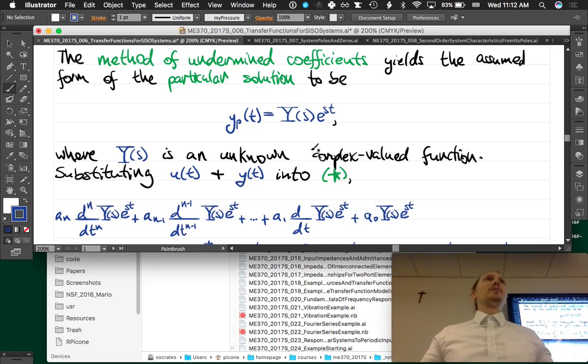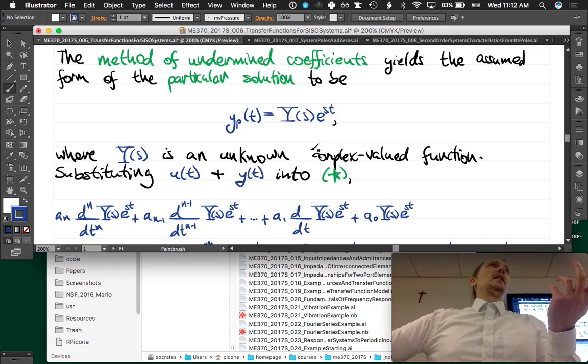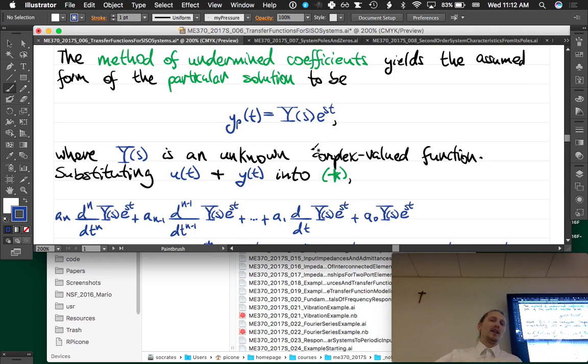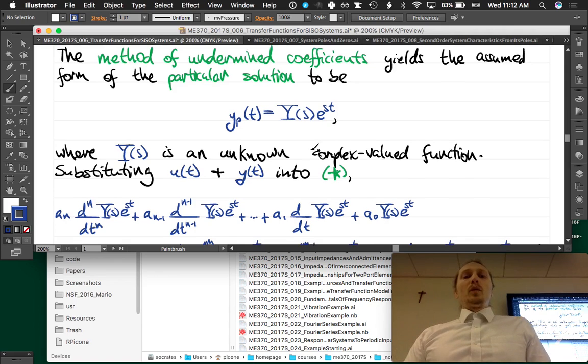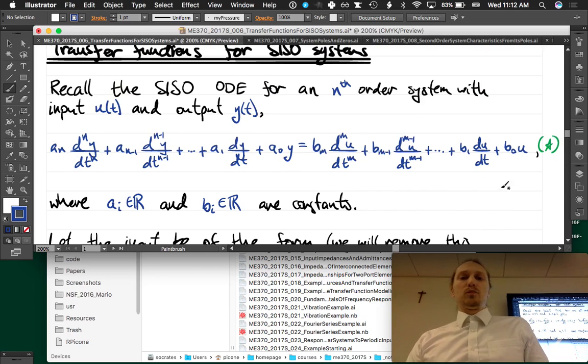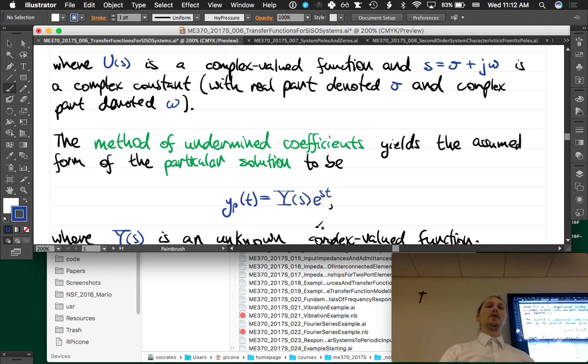I'm just saying, what if our input was an exponential with a complex number in front of it, which we typically would be thinking in terms of real numbers. So complex numbers add a dimension we haven't seen, but it works pretty much the same as it does with the real amplitude. So we plug it into star, the IO differential equation. We plug in our u, which we said is of this form here, and we also plug in y, what we assume to be our solution.